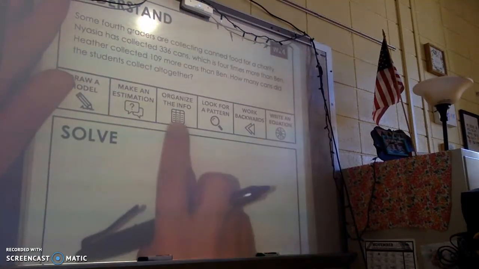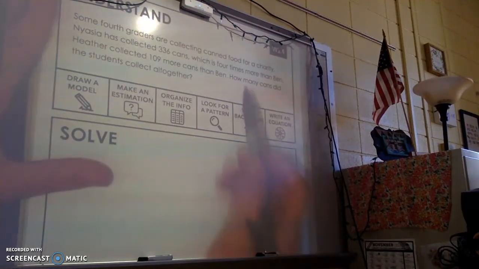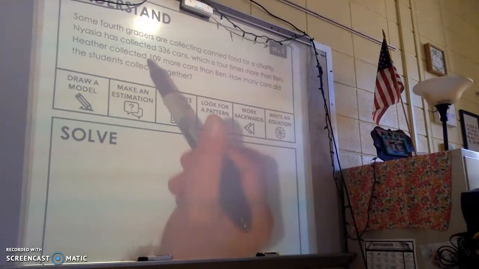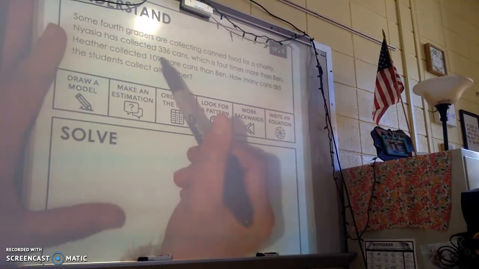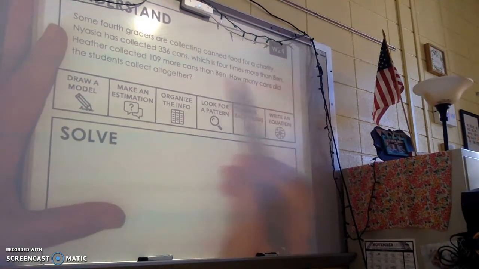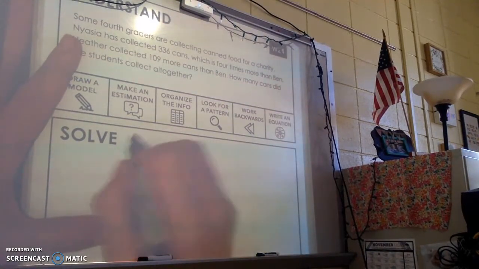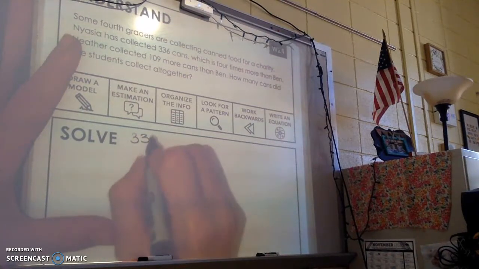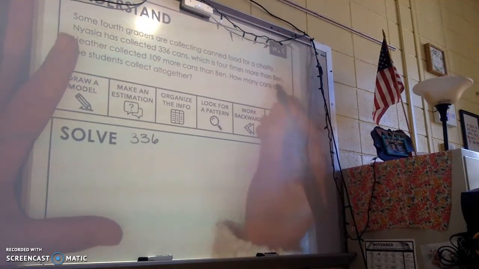So I'm going to go ahead and organize my information here because they gave me a lot of numbers, and I need to figure out what I'm supposed to do with them. So I know for sure that Najia collected 336 cans. And it told me that Ben has collected 4 times more than that. So that would be 336. That's Najia. And then we need to figure out Ben.